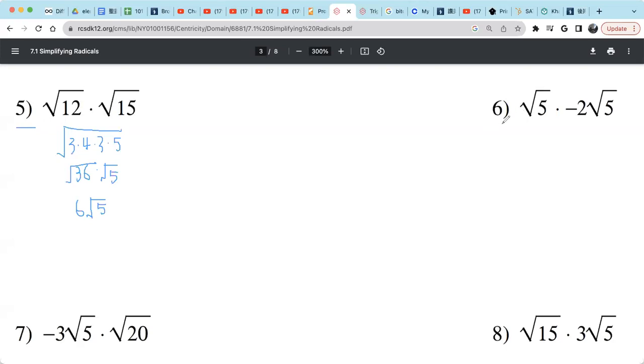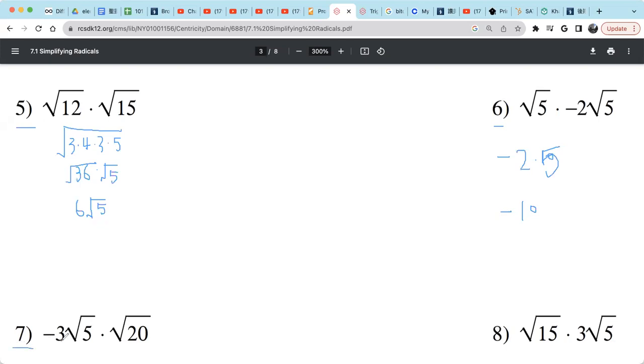This is 6. Positive times negative, negative. Let's deal with the sign first. Then I have number 2. Radical 5 times radical 5 is radical 5 squared. Remember, what is it? It's just 5, right? Radical 5 times radical 5 is just 5. Negative 2 times 5, negative 10.